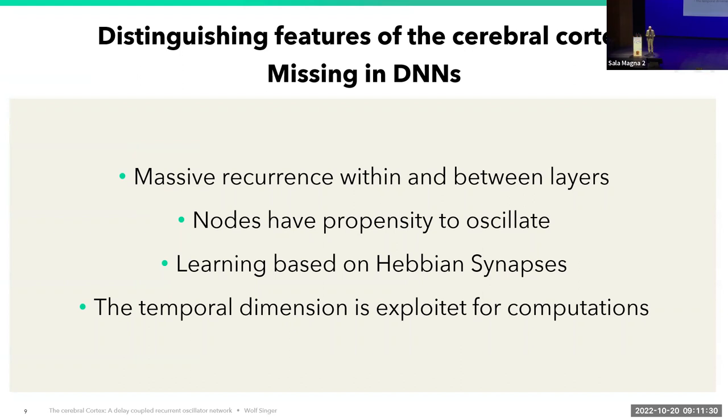First, we have massive recurrence within and between the layers. All these layers are reciprocally coupled, and the nodes within the layer are also reciprocally coupled. Then the nodes in natural systems have the propensity to oscillate, a very important feature. Then the connections between the nodes, both within layers and across layers, are endowed with adaptive synapses, Hebbian synapses that change the gain of the connections as a function of temporal correlations. So natural systems exploit the temporal dimension for computations, which is not the case in the DNNs.